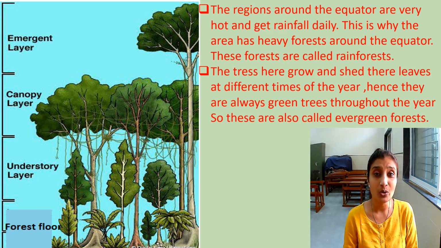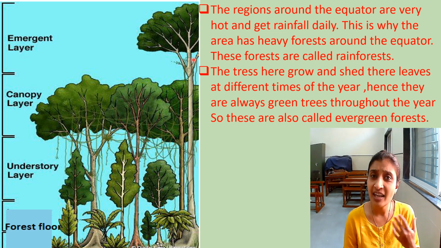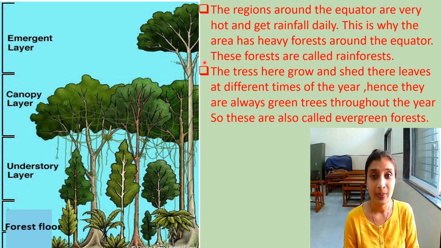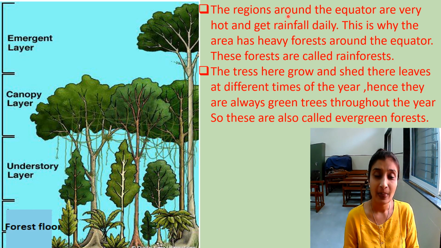As I told you, the equatorial regions are very hot and they get rain throughout the year. So there are a lot of trees in this region. More rain, more trees. Children, when you are passing by, have you all seen leaves fallen down on the road? It happens only before winter. That is in autumn. Falling of leaves is also called shedding of leaves.